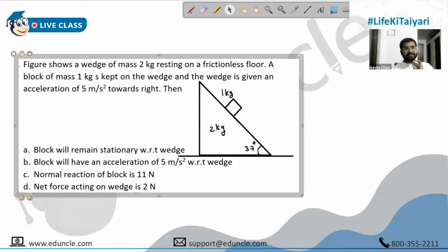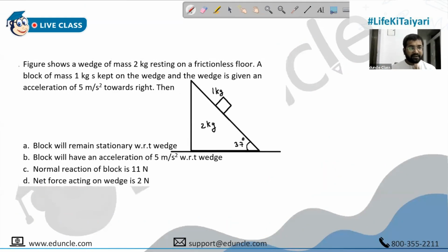Figure shows a wedge of mass 2 kg resting on a frictionless floor. A block of mass 1 kg is kept on the wedge, and the wedge is given an acceleration of 5 meters per second square towards the right. Then it's an MSQ, by the way, so one or more options could be correct. However, I have taken this question purposely to also tell you one thing related to MSQ. But first, let's solve this.